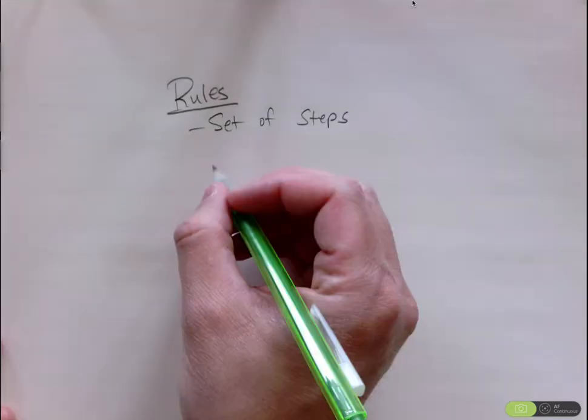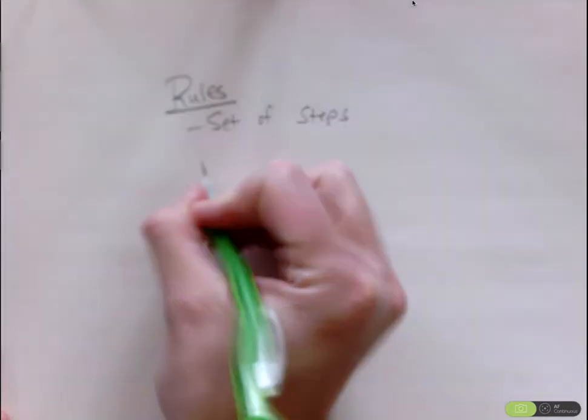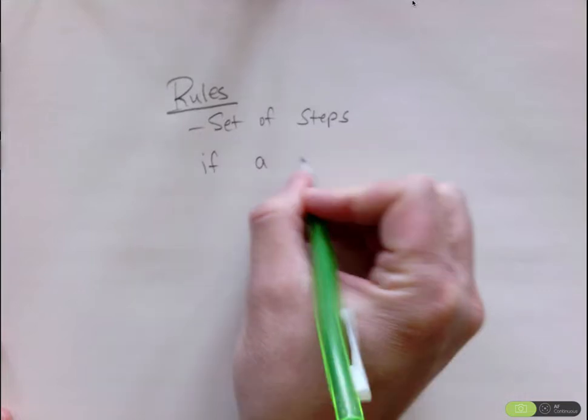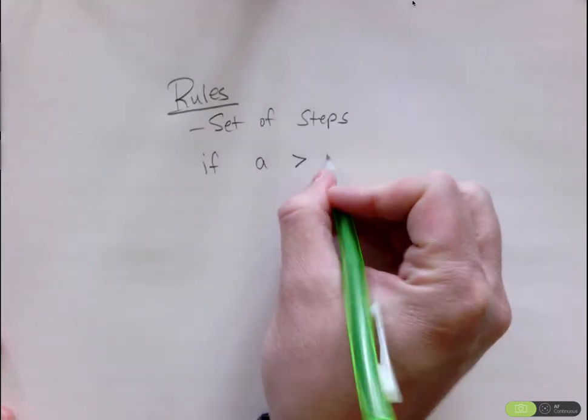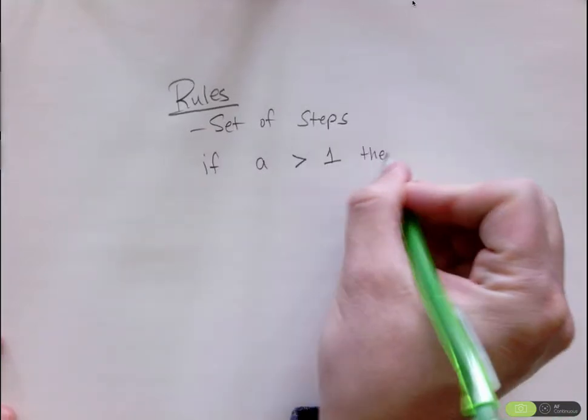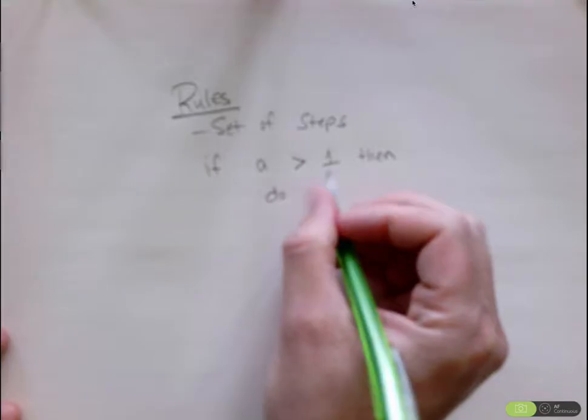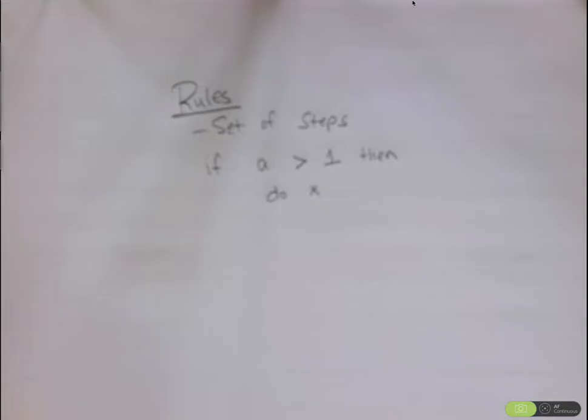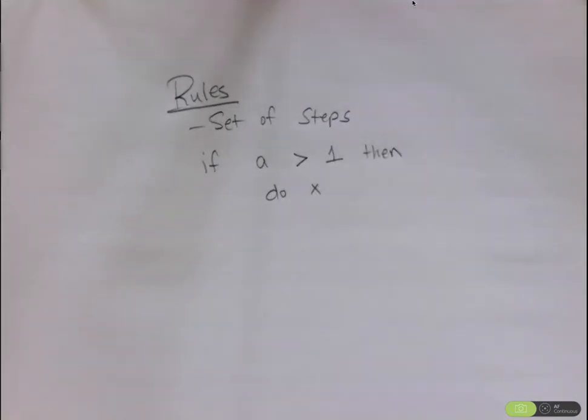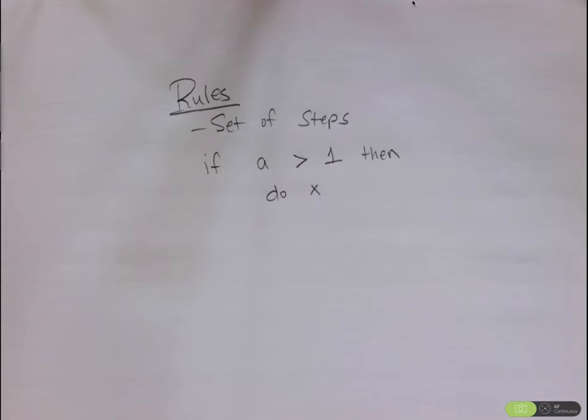And so, for example, if A is greater than 1, then do X. So that's a very simple step, right? And you could build these steps up to get a really complex set of steps, and that's how software is traditionally created.